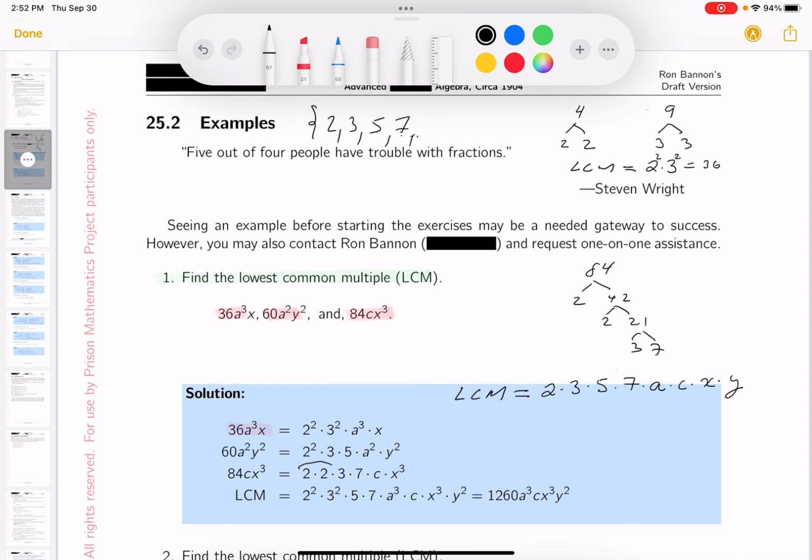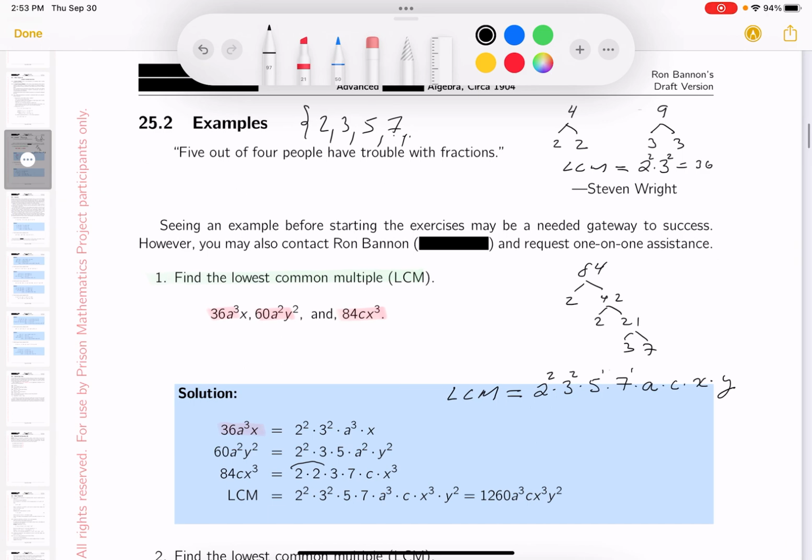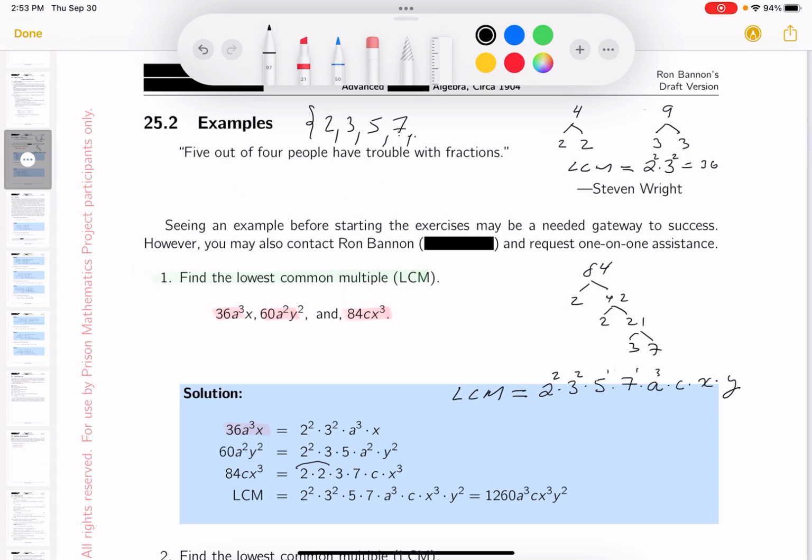Okay. In any given term, what's the maximum number of 2s that I see? 2. So I'll put this down. How about the 3? 2. That's the maximum number of times it occurs in any one factorization. How about the 5? Just once. How about the 7? Just once. How about the A? I'm scanning over it. Looks like A cubed to me. How about the C? Once. How about the X? 3. This is the maximum number of times that factor occurs in any one factorization.